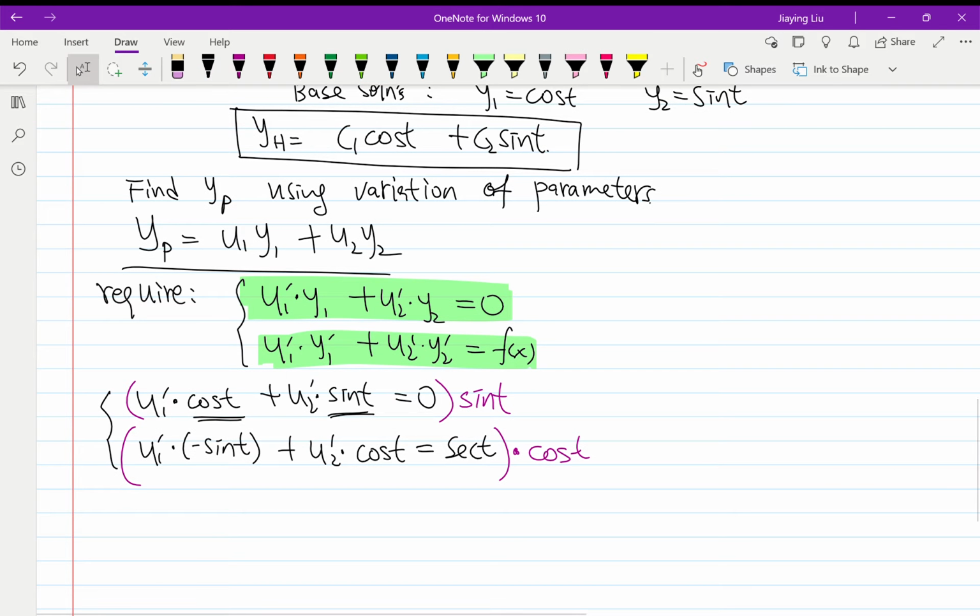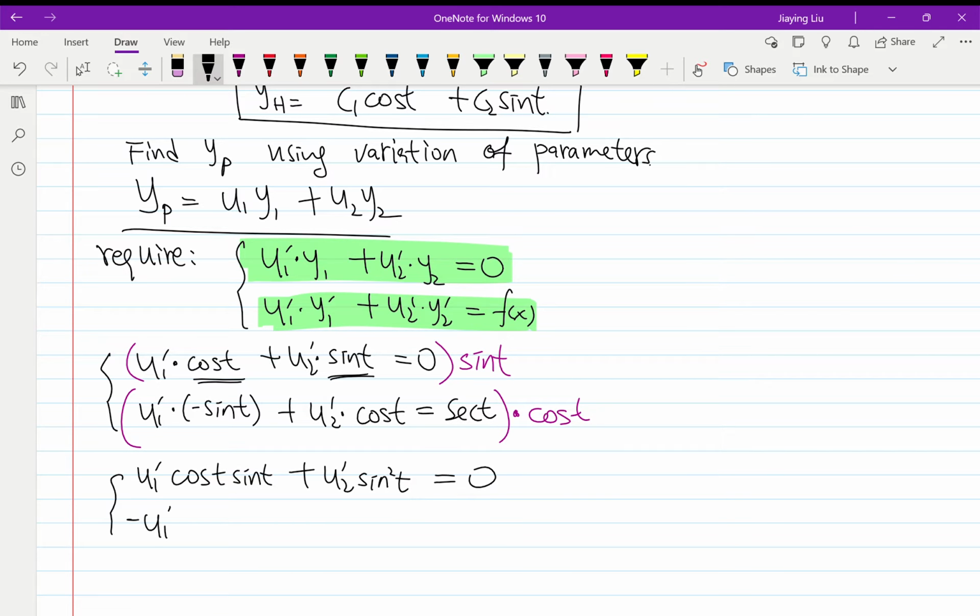So that will give me, from the first equation, u1 prime cosine t sine t plus u2 prime sine t times sine t, so that's sine squared t, equals 0. And the second equation gave me negative u1 prime sine t cosine t plus u2 prime times cosine t times cosine t, that's cosine squared t, equals secant t times cosine t, which is 1. It might seem like a lot of writing here, but in the next step, two terms cancel when we add them, so it's really not that bad.